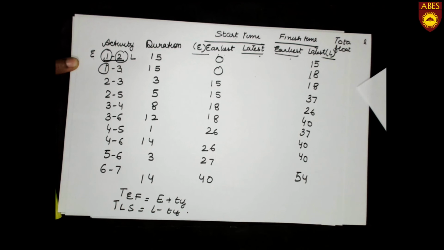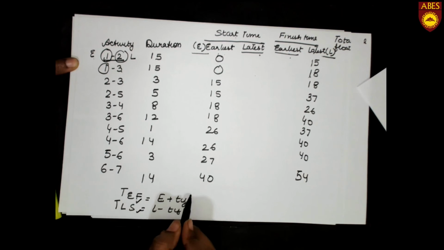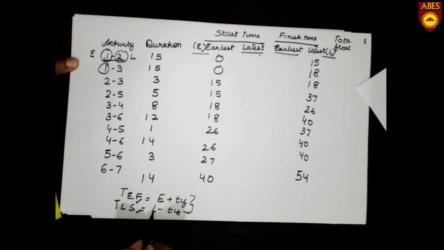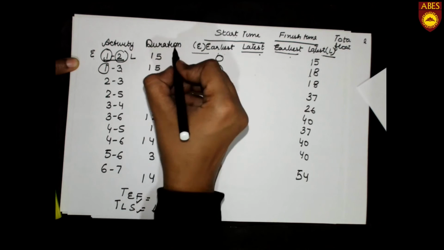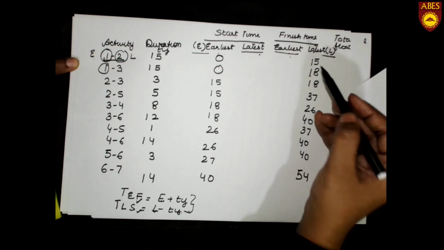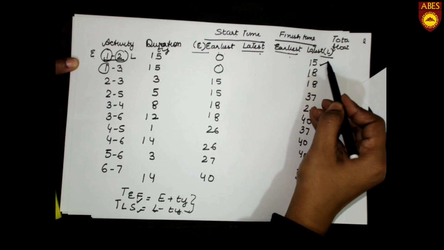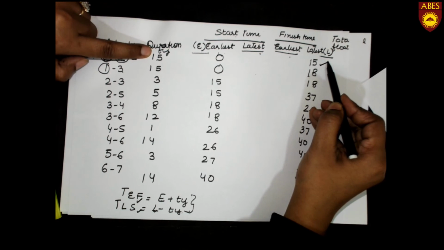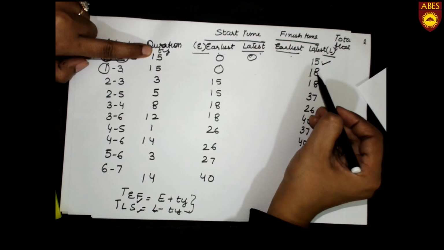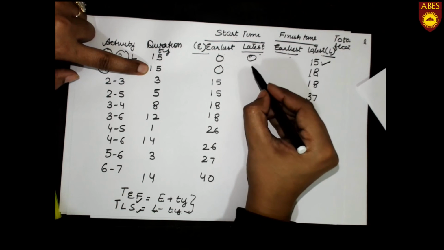Now what will I do? I will find out these two times with the help of these formulas. Now for TLS it is L minus Tij. This is Tij. L minus Tij. This is 15, L minus Tij, that is 15 minus 15. That is TLS, the latest start time. That is 0. 15 minus 15 is 0. 18 minus 15 is 3.